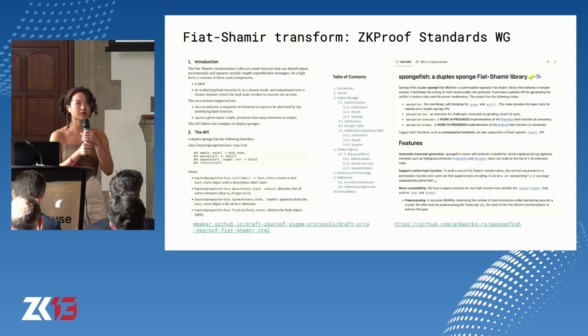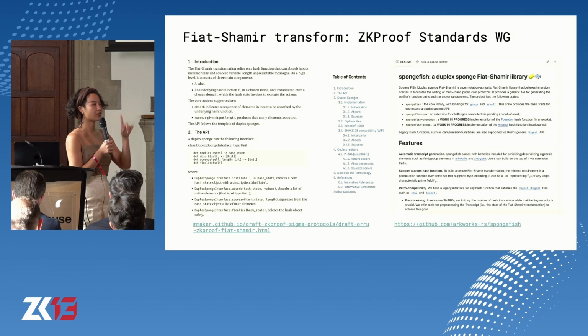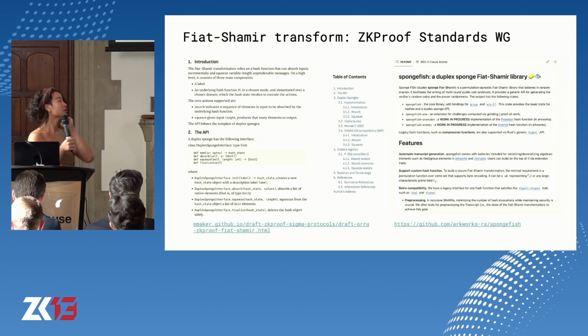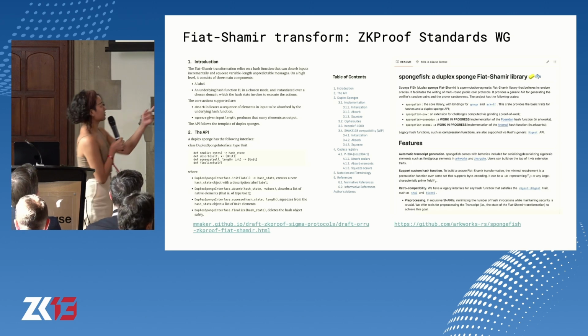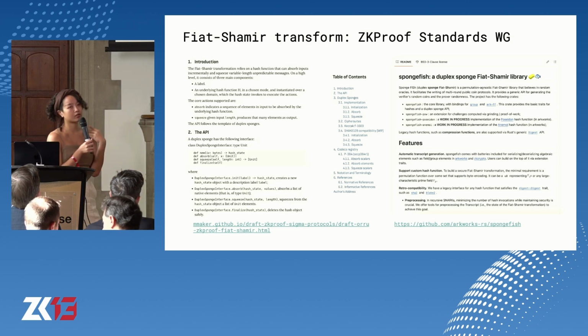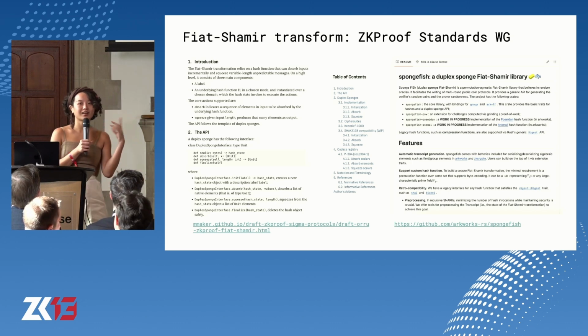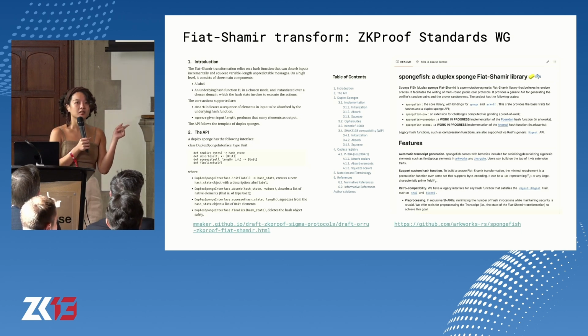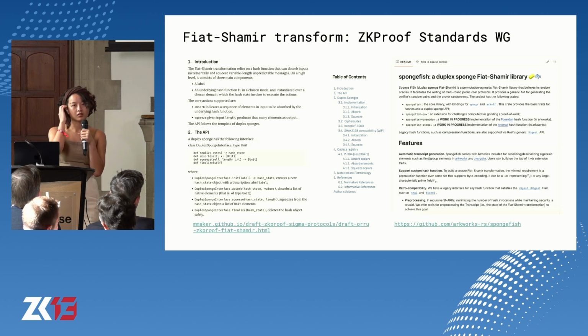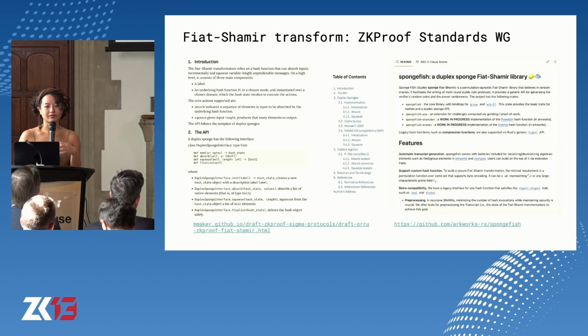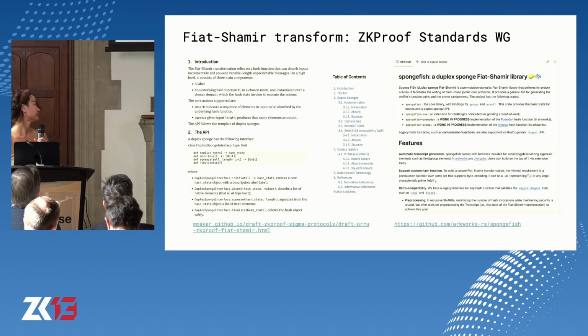And the last step, so now we're at an interactive argument with polynomial commitments, is the Fiat-Shamir heuristic. Again, Michele from the ZK Proof Standards Working Group has been pushing for an IETF draft for Fiat-Shamir, and also this library Spongefish for Fiat-Shamir with a duplex sponge. I think this is very crucial to standardize because of Frozen Heart vulnerabilities and all the common insecure instantiations of Fiat-Shamir that we do see in the wild.